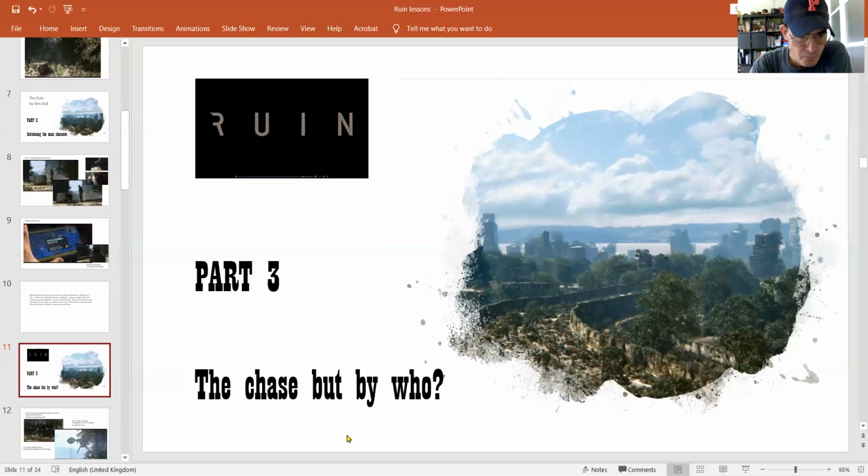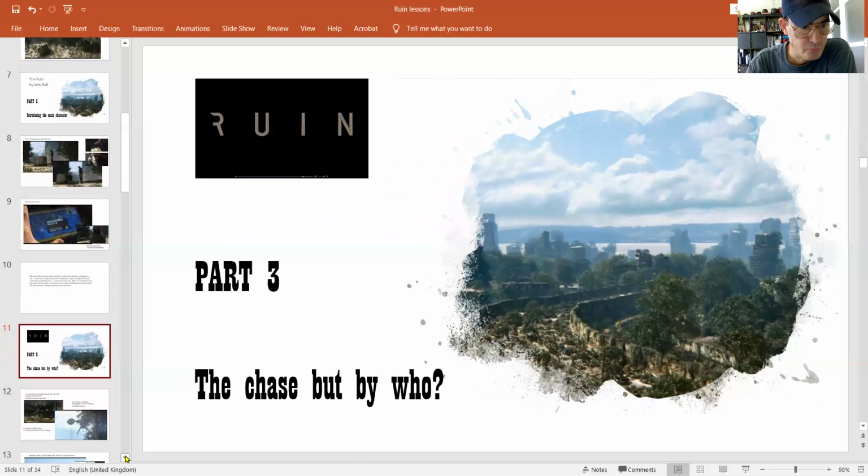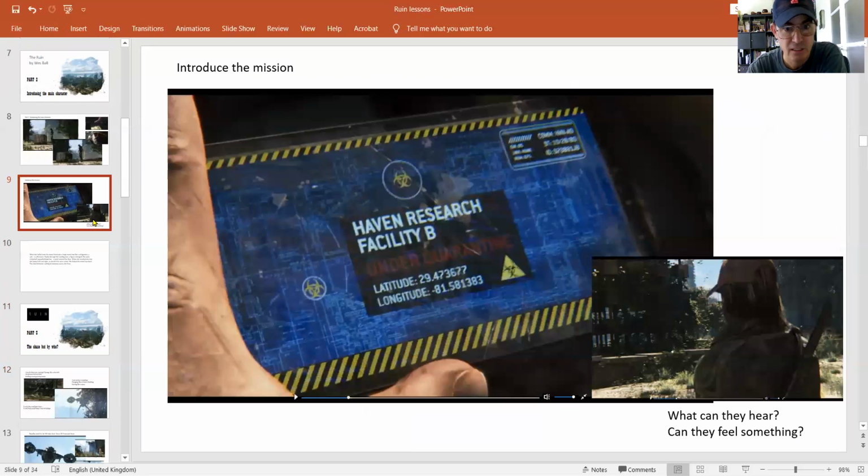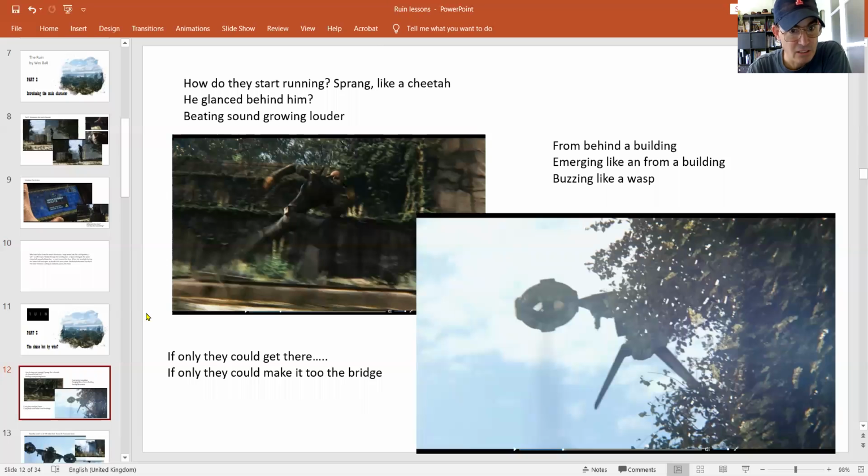Part 3 is the chase, isn't it? But we don't know by who at this stage. Who is chasing? We know there's this machine that's coming after, but we don't know who. And so we could add or keep this element of surprise in there, couldn't we? Okay, so what happens in this scene? Well, we left it before, didn't we? As the character suddenly stands up as if they're listening to something, and then they start running.